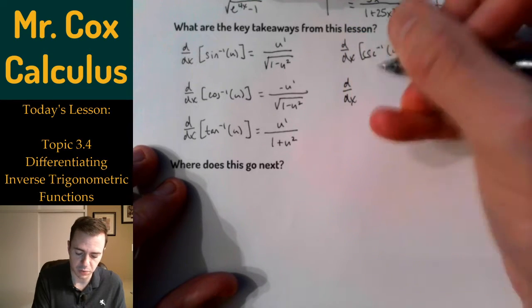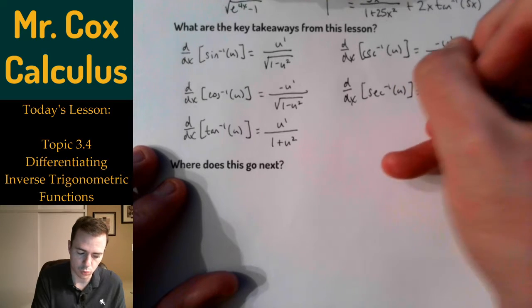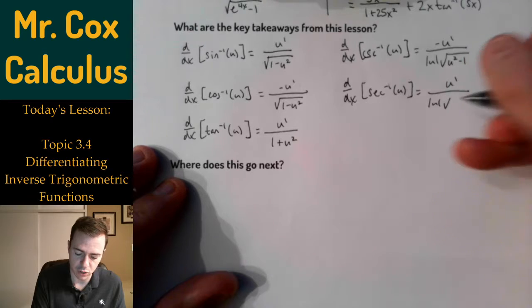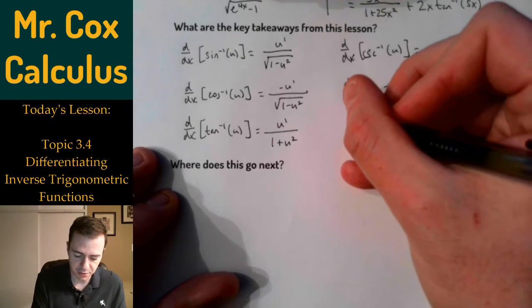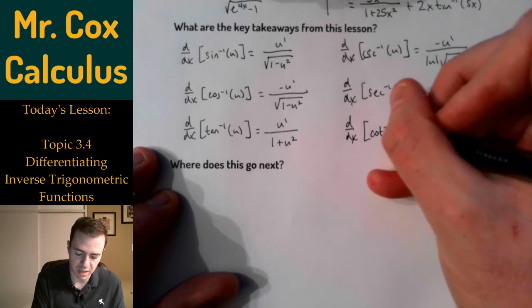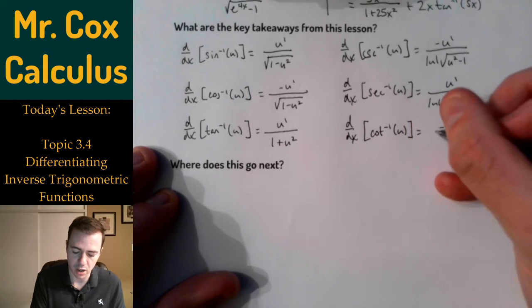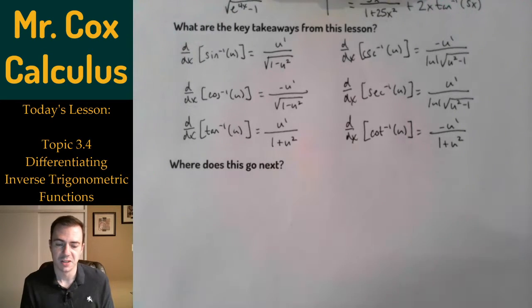The derivative with respect to x of inverse secant of u is u prime over the absolute value of u times the square root of u squared minus 1. And the derivative with respect to x of the inverse cotangent of u is equal to negative u prime over 1 plus u squared. So there they are.